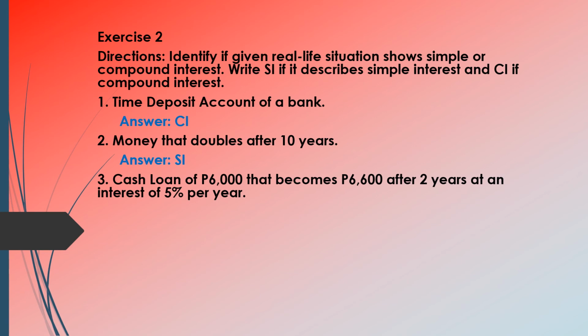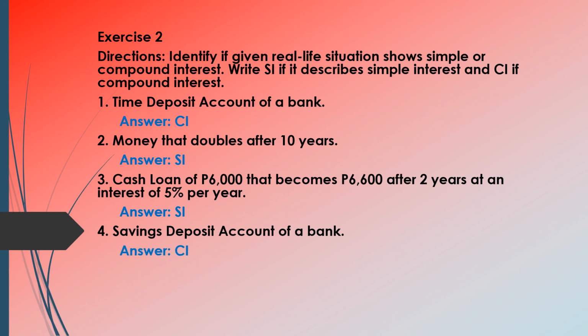Number 3, cash loan of 6,000 pesos that becomes 6,600 pesos after years at an interest of 5% per year. If your answer is SI, then you are right. Number 4, savings deposit account of a bank. If your answer is CI, then you are right. Number 5, a credit card and paid balance. If your answer is CI, then you are correct.